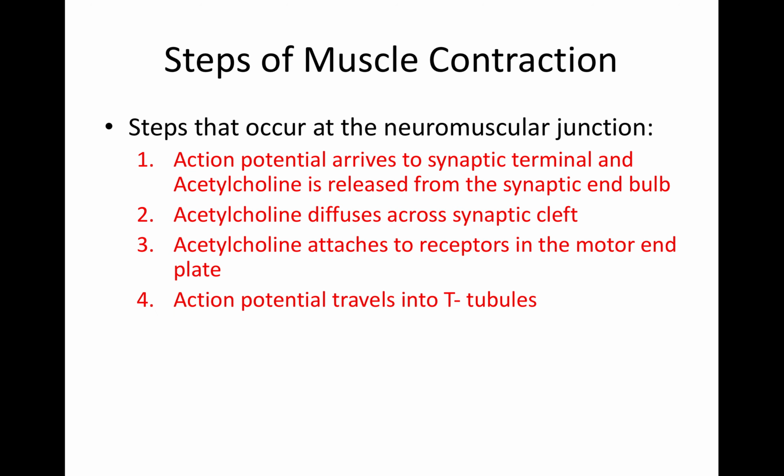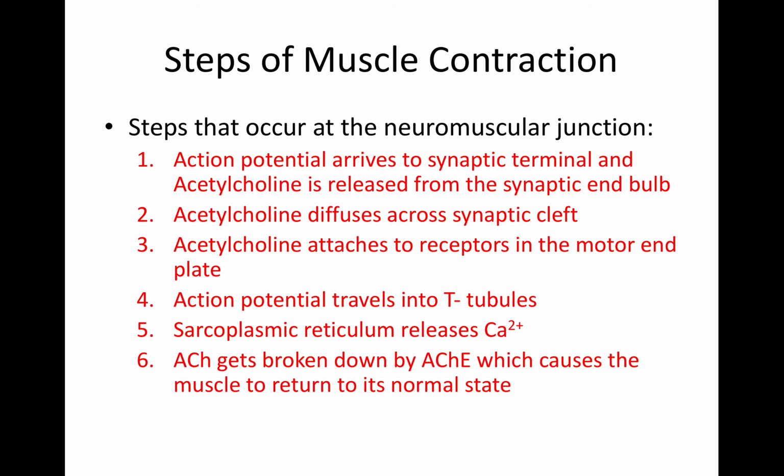The action potential is going to travel into the T-tubules of the muscle cell, which are our passageways, causing the sarcoplasmic reticulum to release calcium ions. Once the calcium is released, acetylcholine gets broken down by acetylcholinesterase, which causes the muscle to return to its normal state.